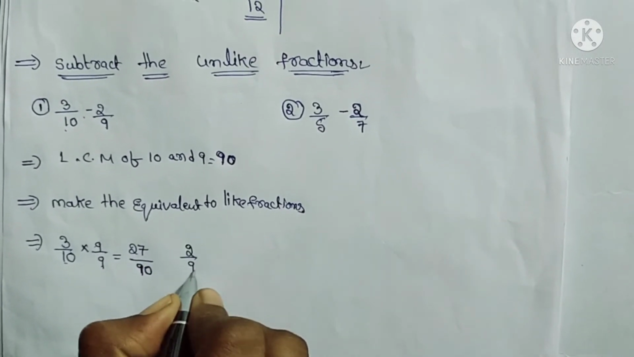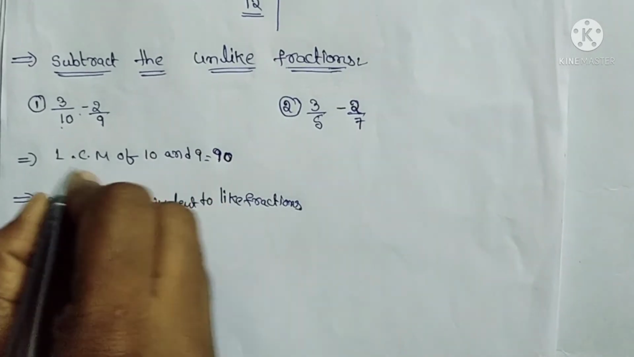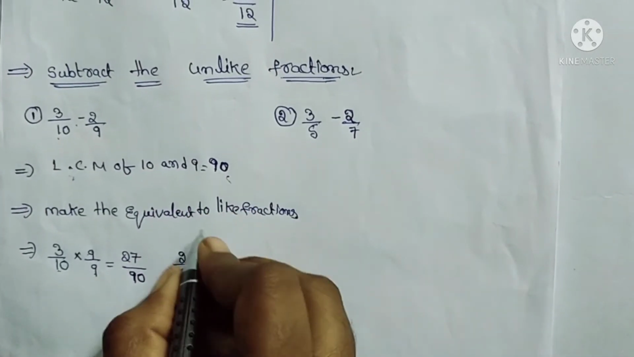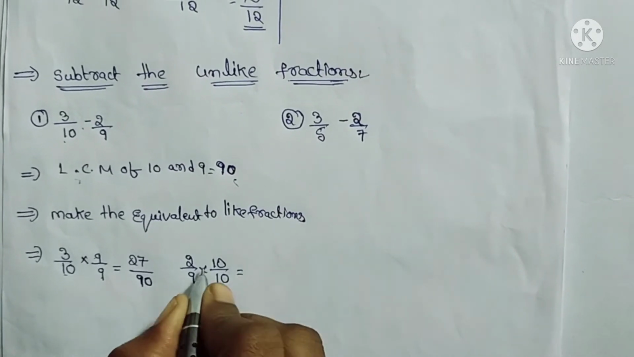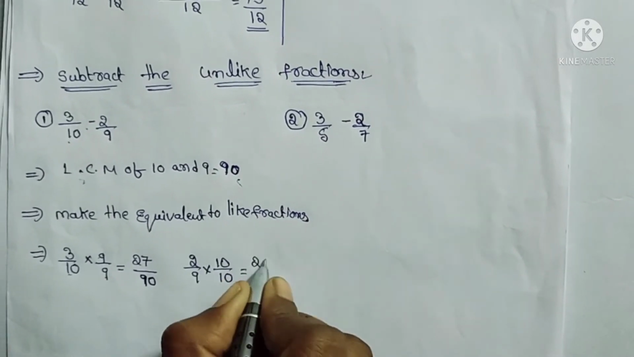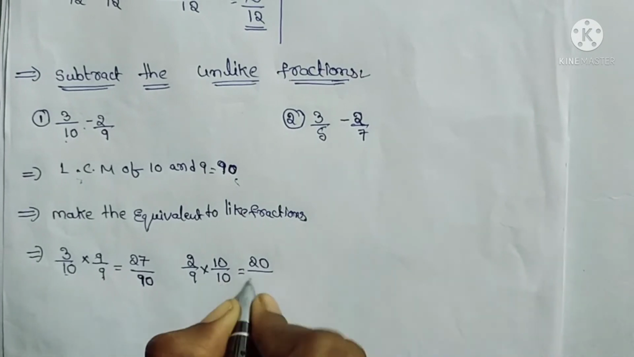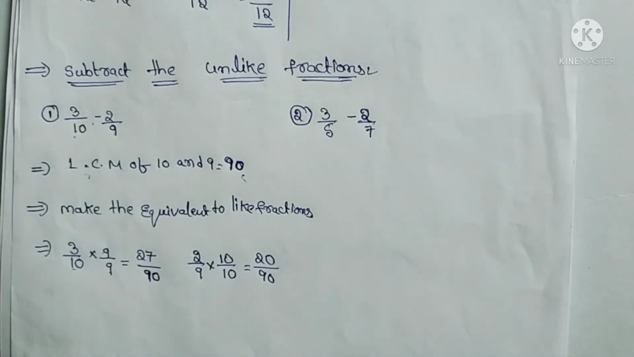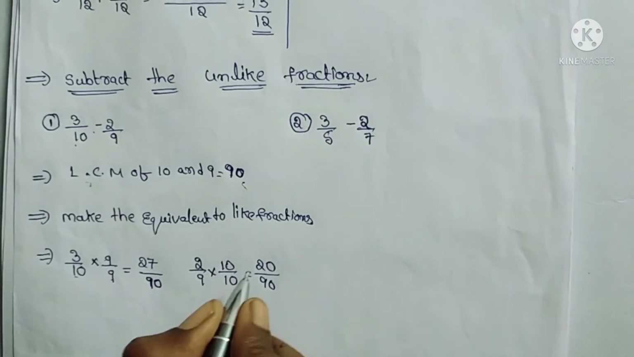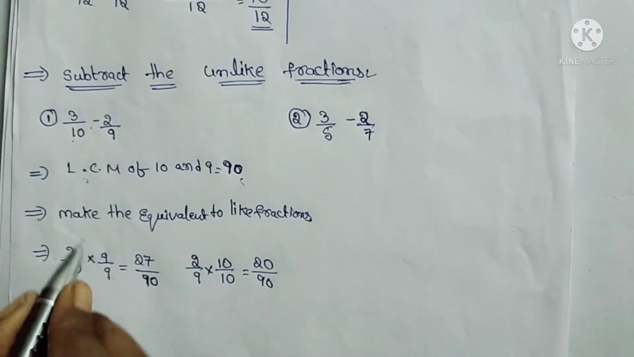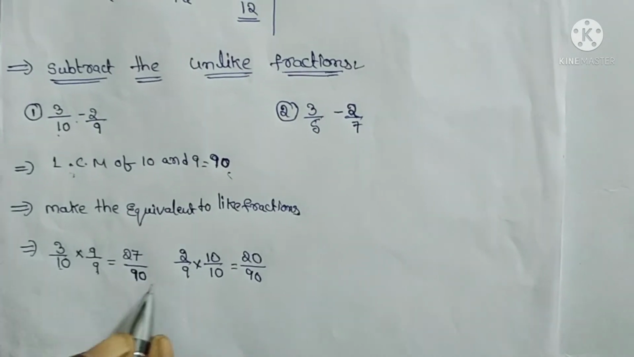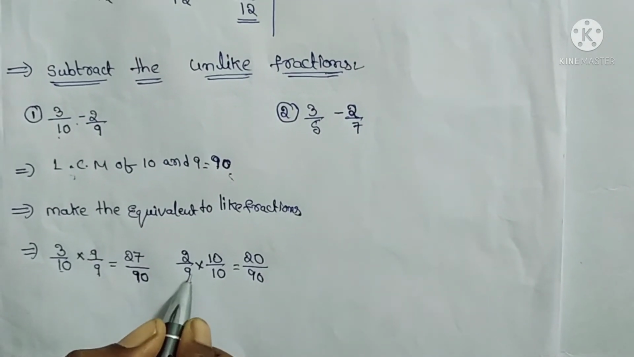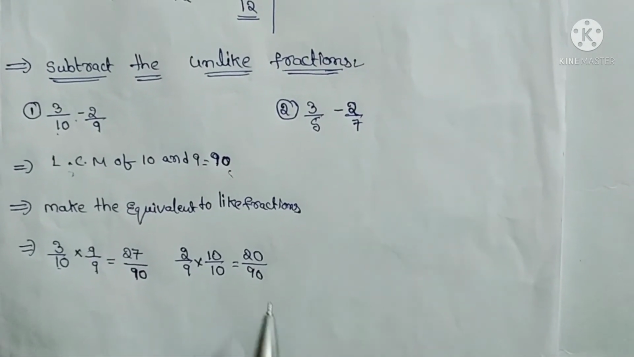2 by 9. The LCM is equal to 90. So we multiply by 10 by 10. 2 tens are 20 by 9 tens are 90. So 3 by 10 can be changed into 27 by 90, and 2 by 9 can be changed into 20 by 90.